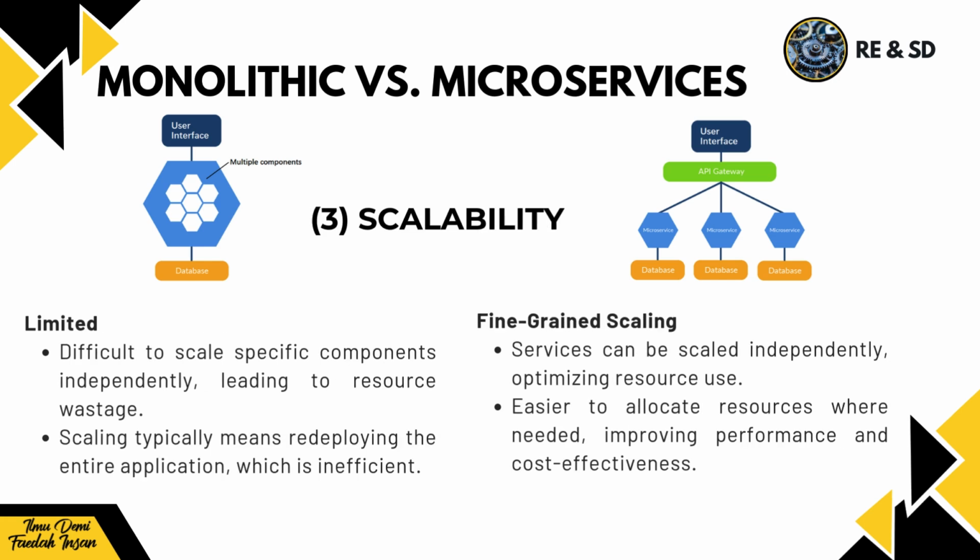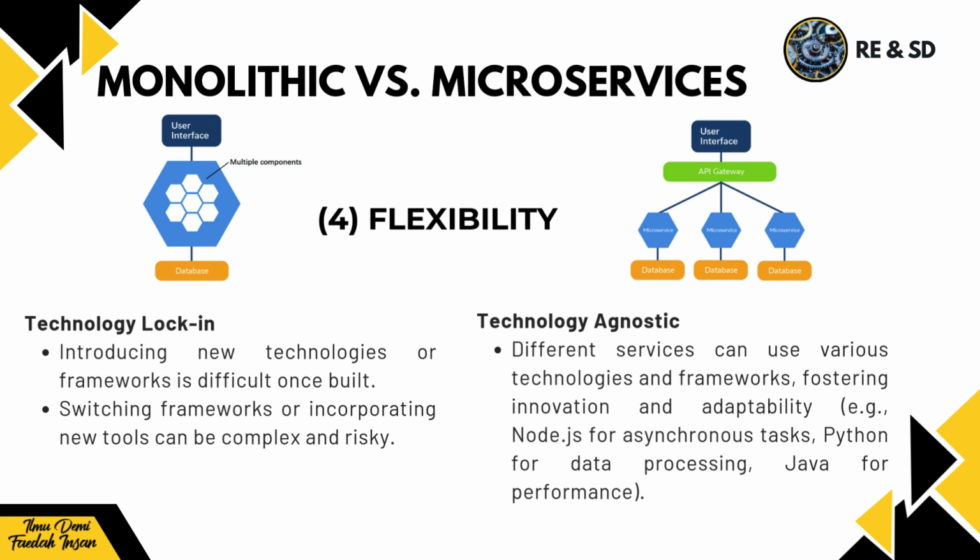Now, onto scalability. Monolithic architecture has limited scalability. Scaling a monolithic application typically means redeploying the entire application, which can be resource-intensive and inefficient. In contrast, microservices architecture offers fine-grained scaling and resource optimization. Services can be scaled independently based on demand, allowing for more efficient use of resources. This enables you to allocate resources to the parts of the application that need them the most, improving overall performance and cost-effectiveness.